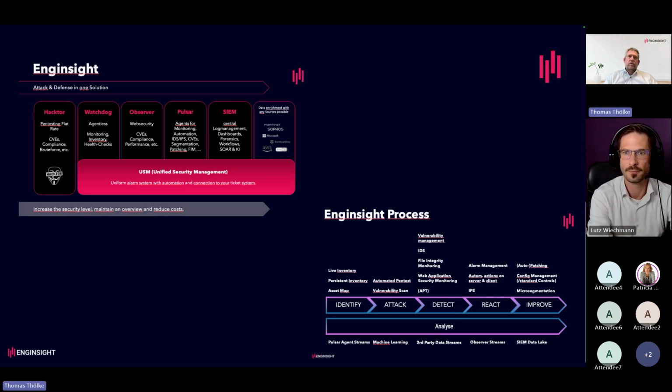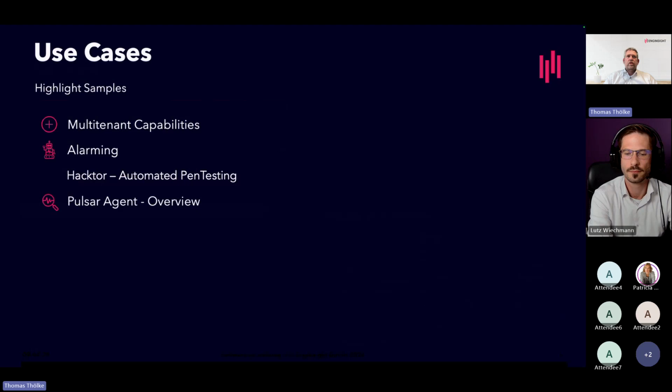Now, what we have thought about going into the UI is, on the one hand, showing the multi-tenant capabilities, right? How does it really look? How do you switch between accounts? Show you what an alarm is and how it is configured. Show it on the Hector, because that always creates a big interest. How does defining this look, and especially how does the result look? What can I see? And also give you a short overview of the Pulsar agent. That is what we have planned for the next, let's say, 15 to 20 minutes.